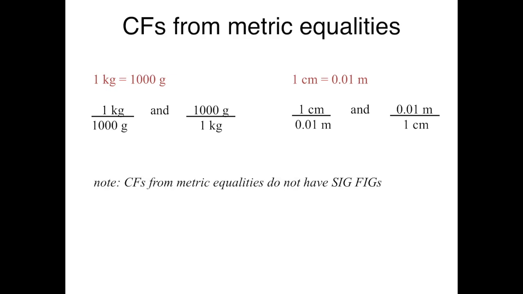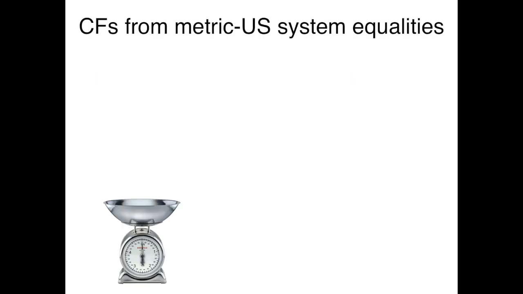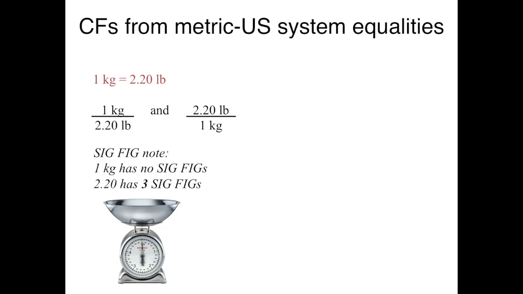A special note about conversion factors from metric equalities is that significant figures do not apply to them because they are exact numbers. Another case where you can write conversion factors is when you are trying to equate between a metric system unit and a US system unit, or the English system. For example, the equality 1 kilogram is equal to 2.20 pounds can be written as 1 kilogram over 2.20 pounds and vice versa. The special note here is that between these two numbers, there's always going to be one number that does not have significant figures and one that does.